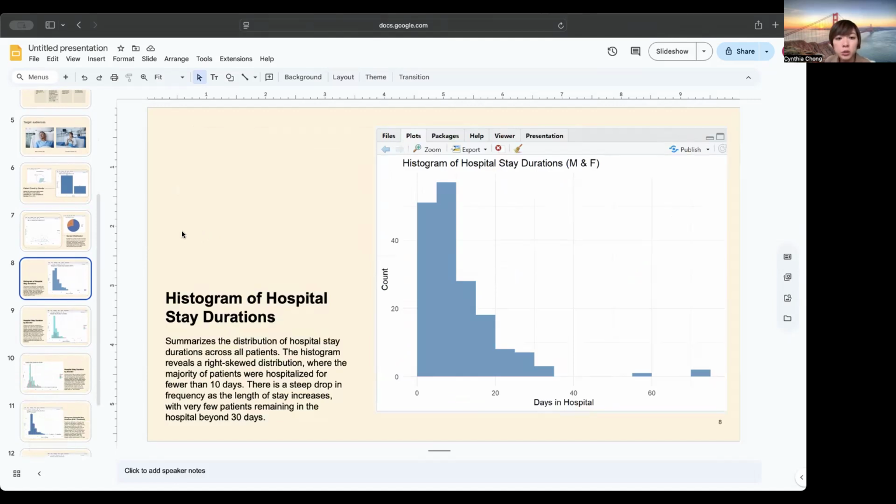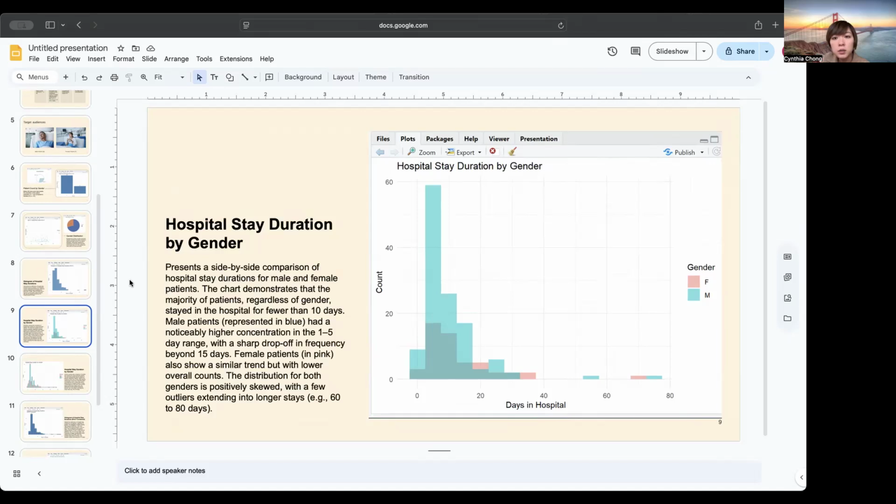When it comes to the histogram of hospital stay durations, it summarizes the distribution of hospital stay durations across all patients. The histogram reveals a highly right-skewed distribution where the majority of patients were hospitalized for fewer than 10 days. You can see from the bar here, it was really high over here, for fewer than 10 days. And there is a steep drop in frequency as the length of stay increases. So there are very few patients remaining in the hospital beyond 30 days. That's why you can see lots of empty space here.